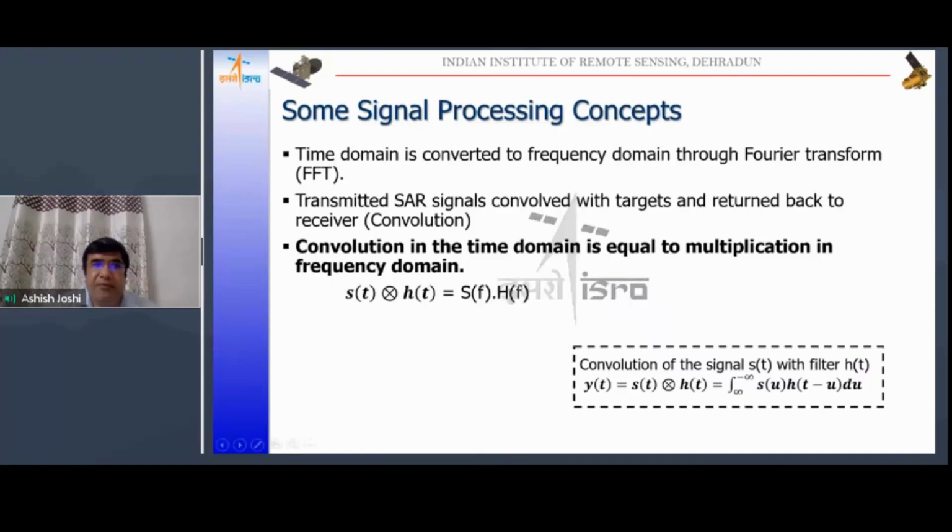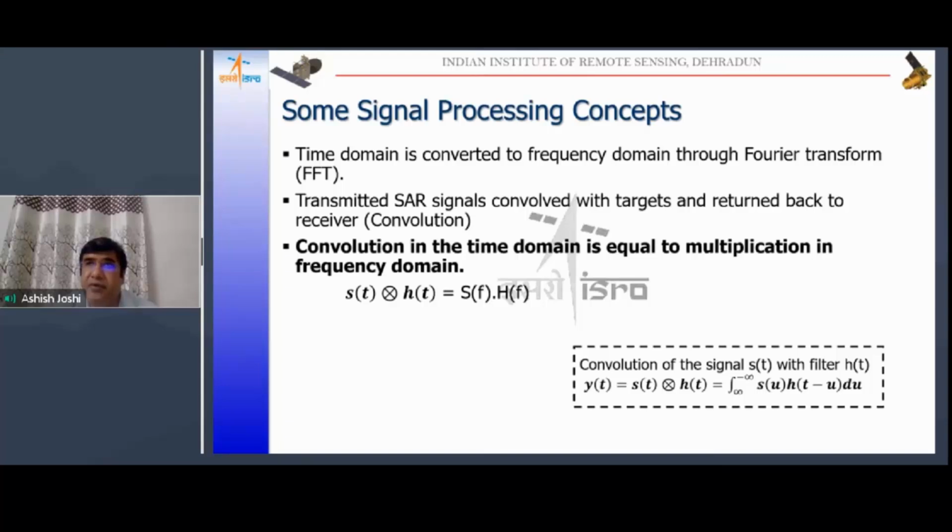Some of the signal processing concepts: the time domain is converted to the frequency domain through the Fourier transform. That means if we want to transform the time domain to the frequency domain, we have to take the FFT, which is called the fast Fourier transform. The transmitted SAR signal is convolved with targets and returns back to the receiver. So in our time domain, SAR transmits a signal and it interacts with a target. While interacting, the mathematical model we assume is that it is doing a convolution with the target. That is called the convolution.